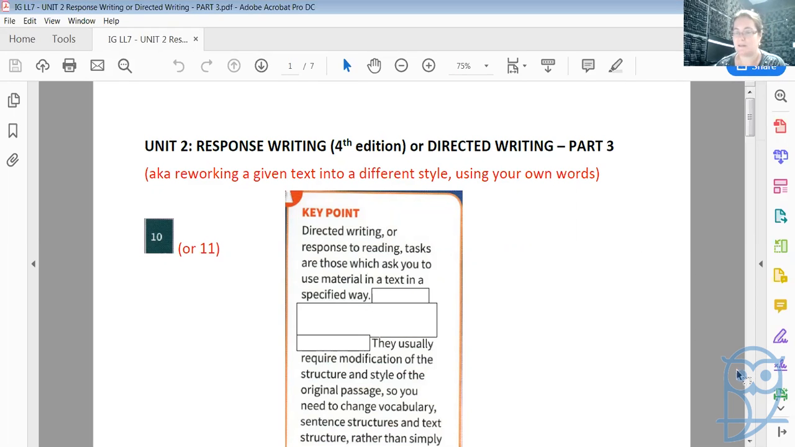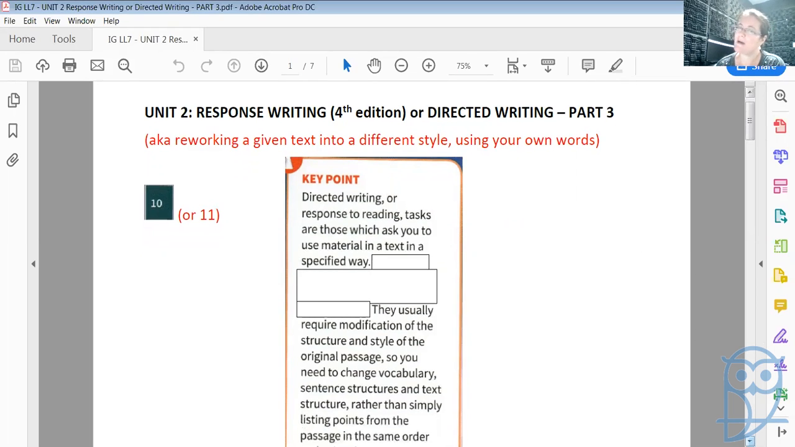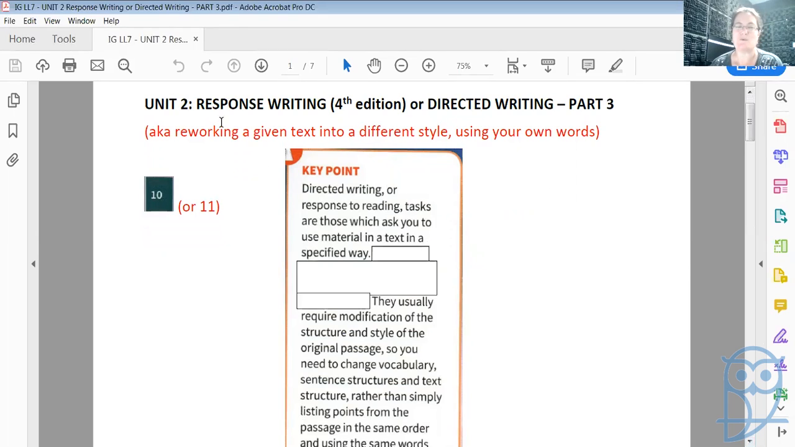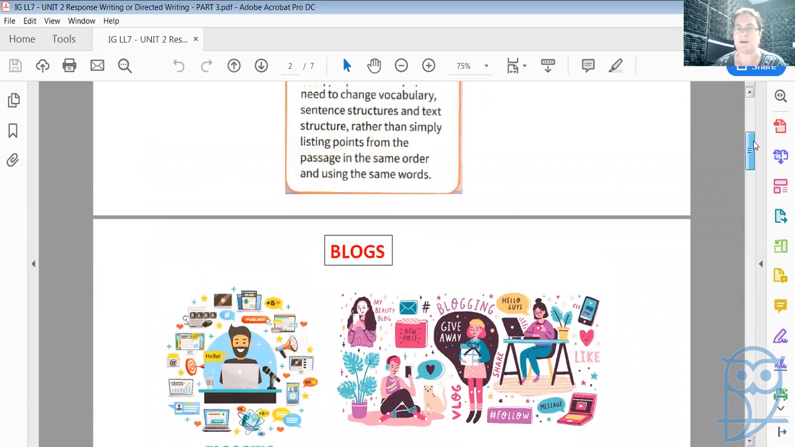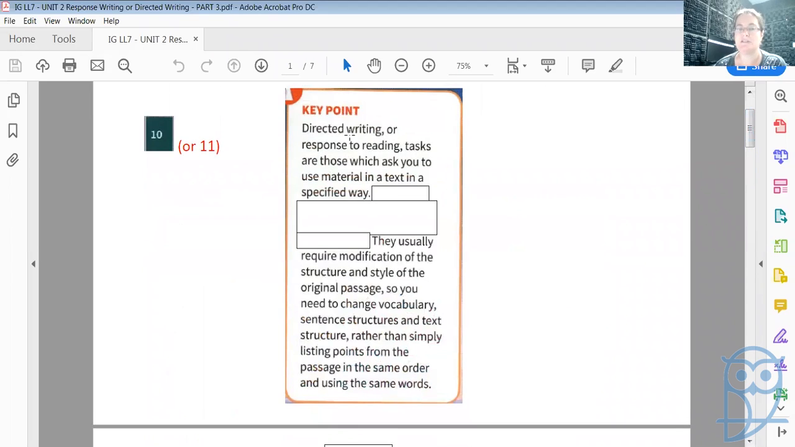So before we get going with that, I just want to remind you, as I always do, what is response writing or directed writing? Well, it's also known as reworking a given text into a different style using your own words. This is on page 10 or 11 of your textbook, depending on which edition you have. The key point here is that directed writing or response to reading tasks are those which ask you to use material in a text in a specified way.